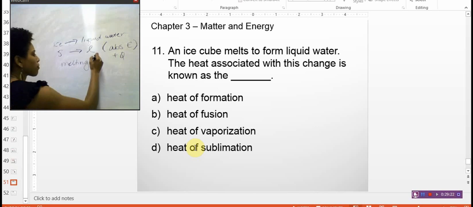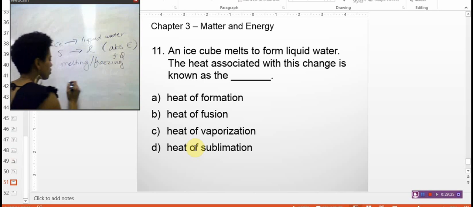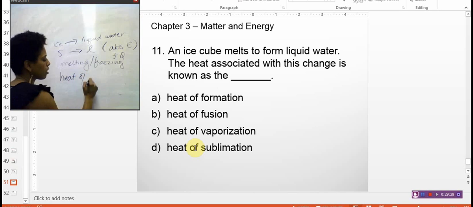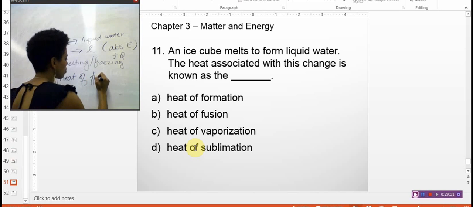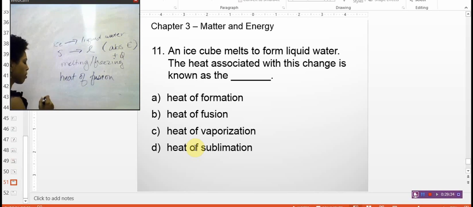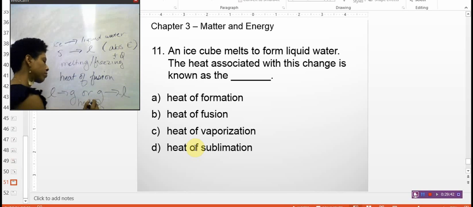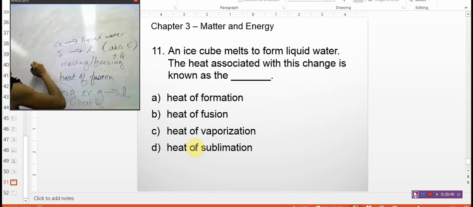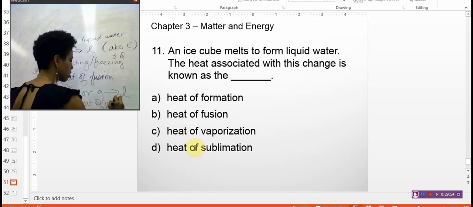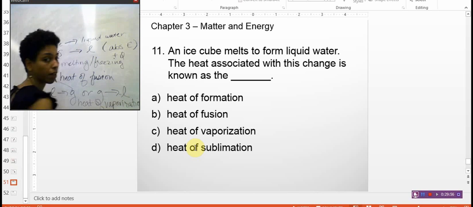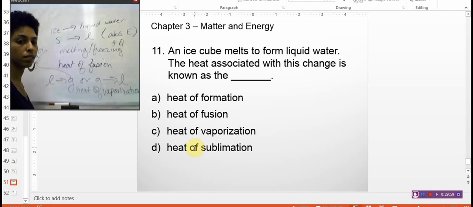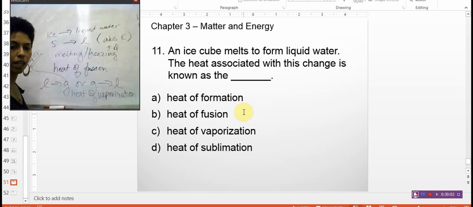Well, melting and freezing deal with what? The heat of fusion. If we were talking about going from a liquid to a gas or a gas to a liquid, then that would be the heat of what? Remember, gas, we can also consider vapor. So if we're going from a liquid to a gas or from a gas to a liquid, then that's the heat of vaporization that we're discussing. Okay?